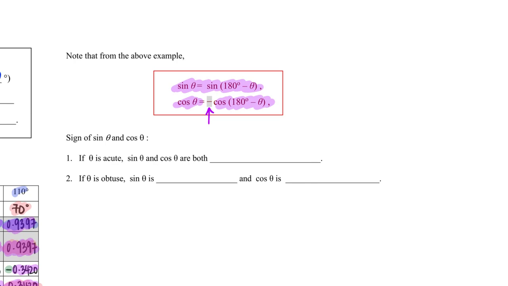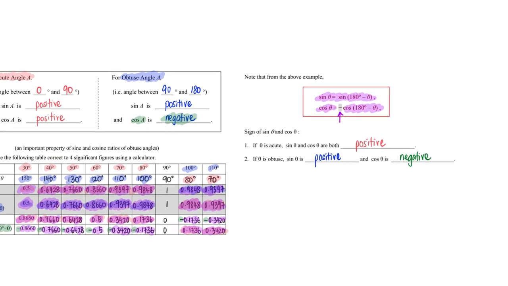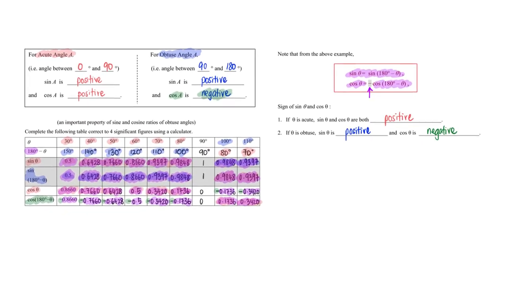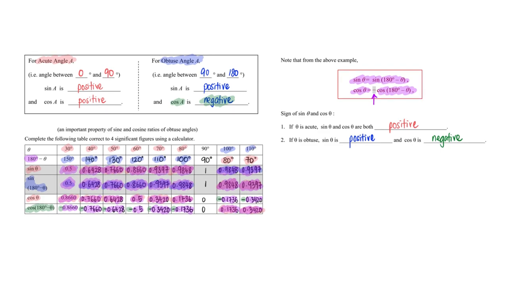If the angle is acute, the sine and cosine are both positive. This is just to reiterate the point above. And if it is obtuse, then the sine is positive, but the cosine is negative. And we will explore how then can we apply this knowledge to help us solve problems involving the trigonometric ratios of an obtuse angle.